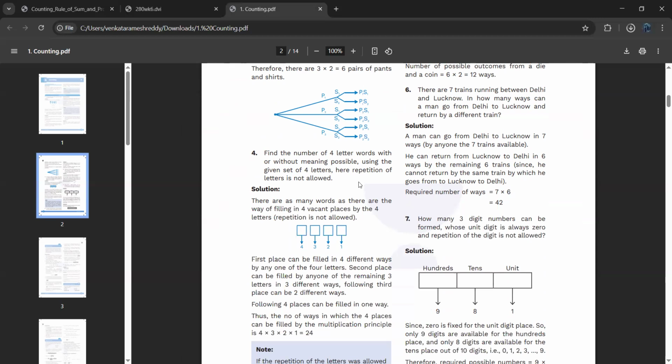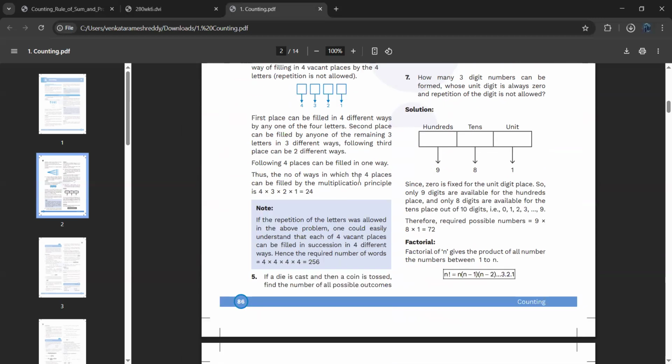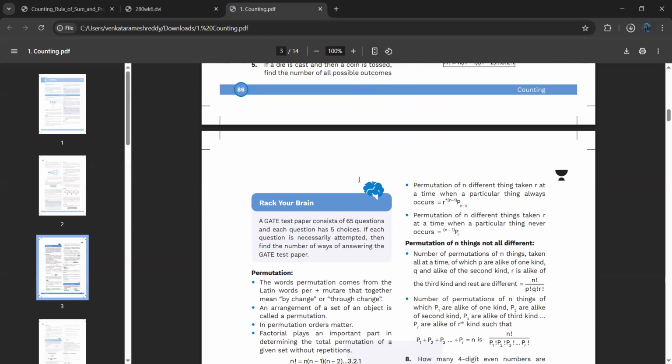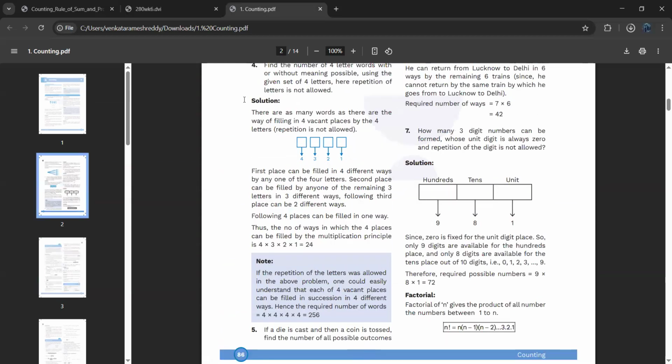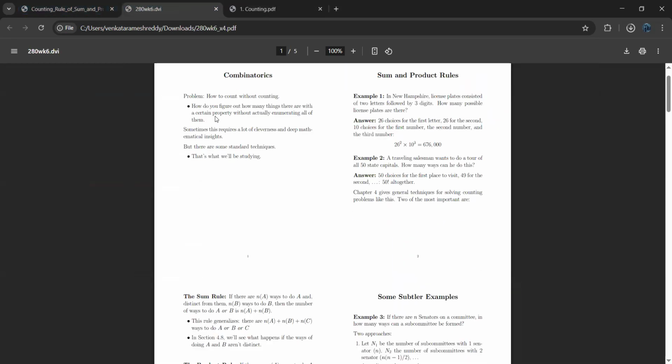See, find the number of letter words, with or without meaning, possible using the given set of letters. These repetitions and other things will be seen later. Those come under permutation and combination. So I think you have understood this, and we'll also see some other examples.